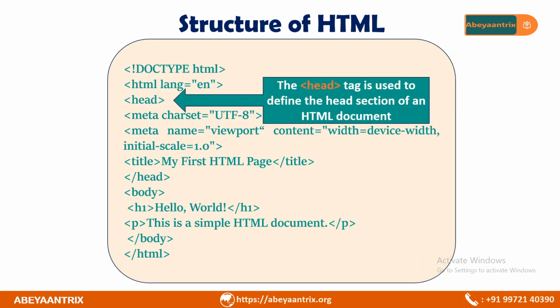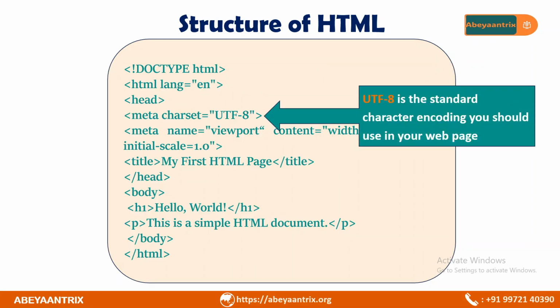Next is the head. Head represents the head section of the HTML document. Next is meta charset equal to UTF-8. UTF-8 is a standard character encoding you should use in your web page. Why do we have to use UTF-8? It is a standard character encoding, which means if we write any special characters in the web page, it converts them into UTF format. It is a standard format, so the browser will support this UTF encoding format.